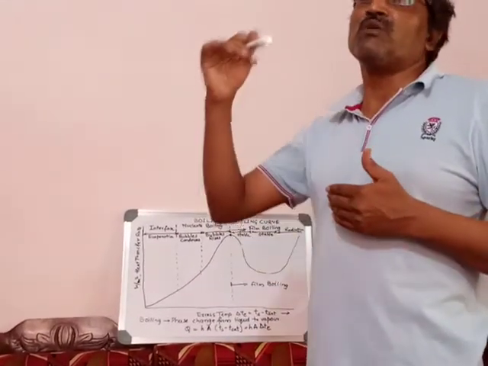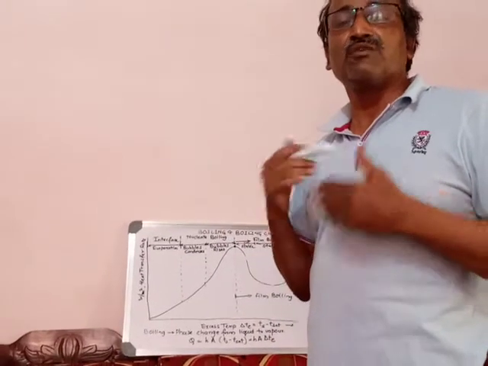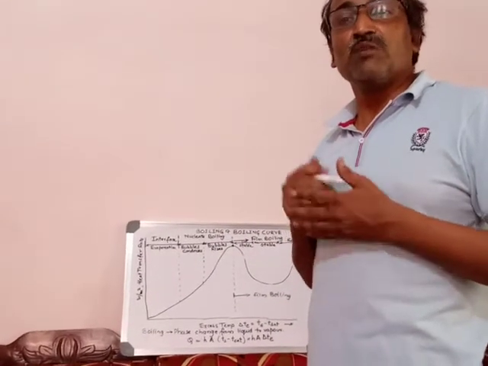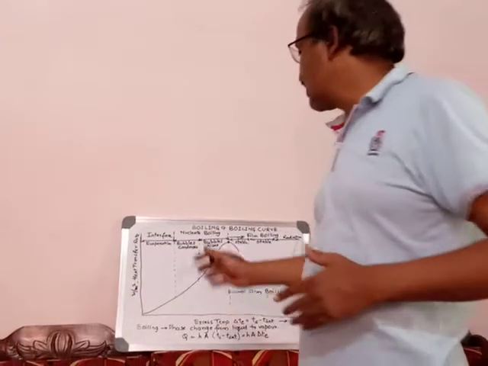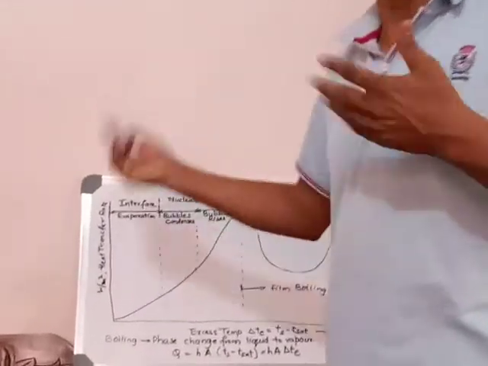Again, the bubble will go up. So here a stirring type of phenomenon will occur. So it is a better boiling zone. That is called bubble creation and bubble condensation.